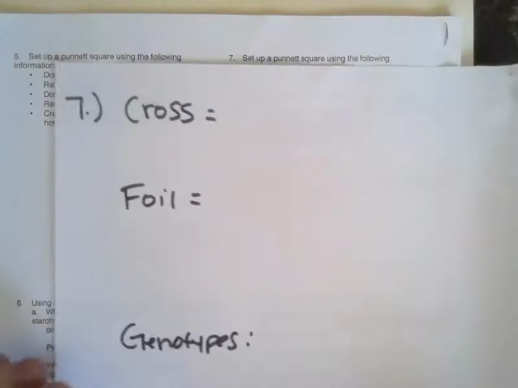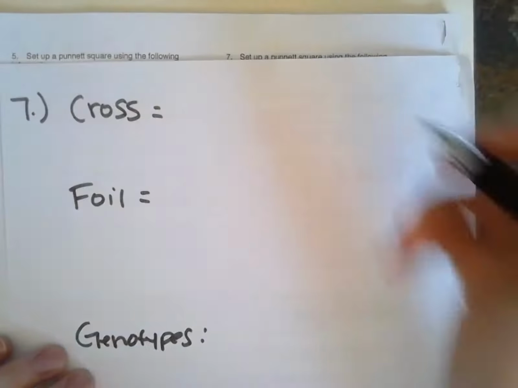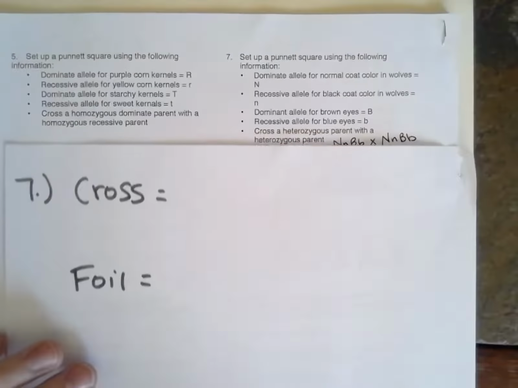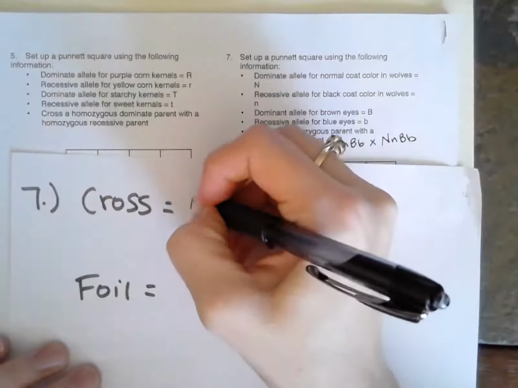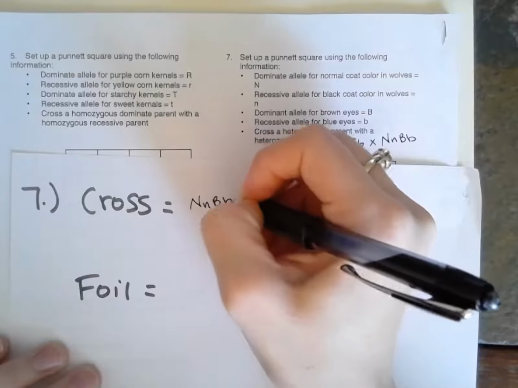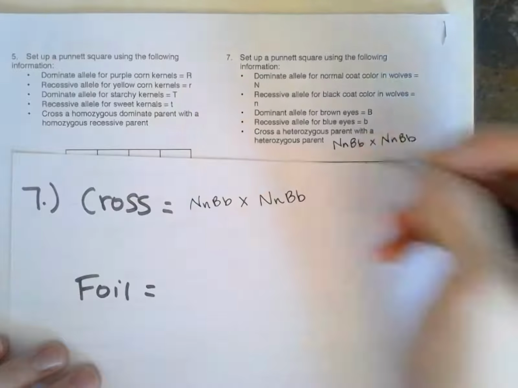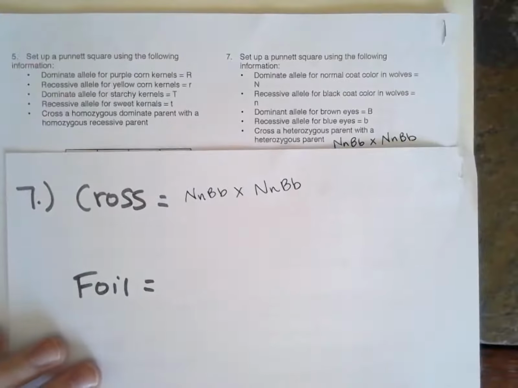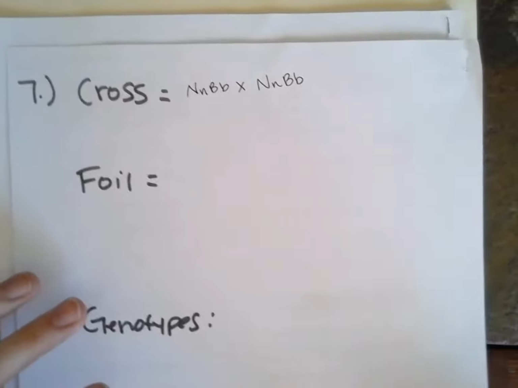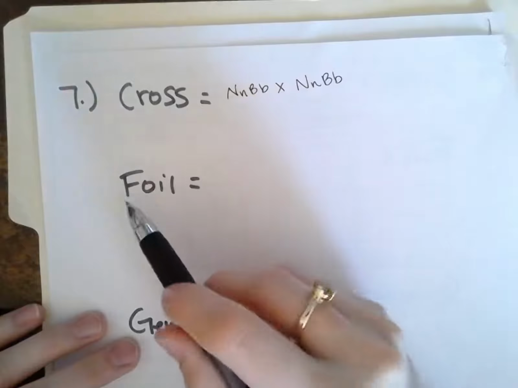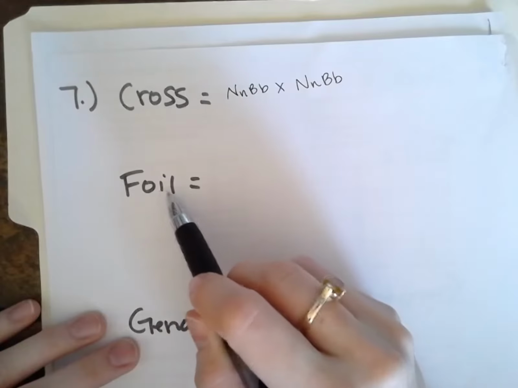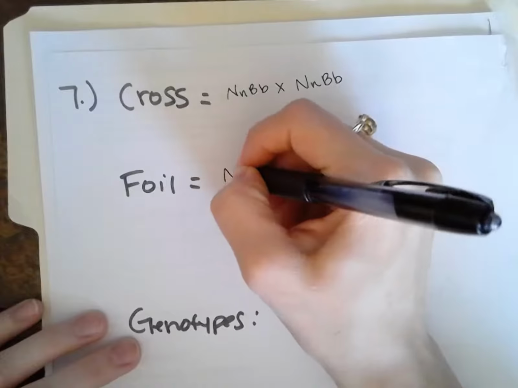So I'm going to go over to this extra sheet of paper I gave you and copy down the cross we just wrote down. Okay. So now, remember, our next step is to FOIL. So remember, FOIL stands for first, outer, inner, and last. So I'm going to start with one parent.